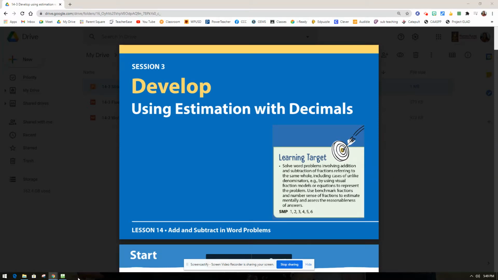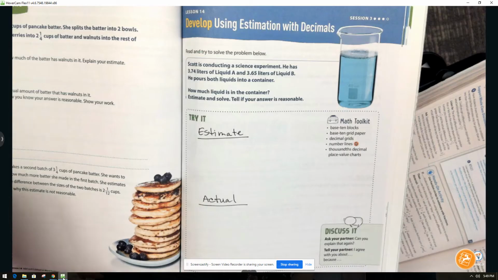Hi, today we're going to be working on lesson 14, session 3, using estimation with decimals. The last couple of days we worked on estimating answers when we were adding and subtracting fractions. Today we're going to be adding and subtracting decimals, but using estimation to check our answers for reasonableness. We're going to be working in our Ready Classroom workbook on pages 281 through 286. So go ahead and open up your Ready Classroom math workbook to page 281, and we will begin there.